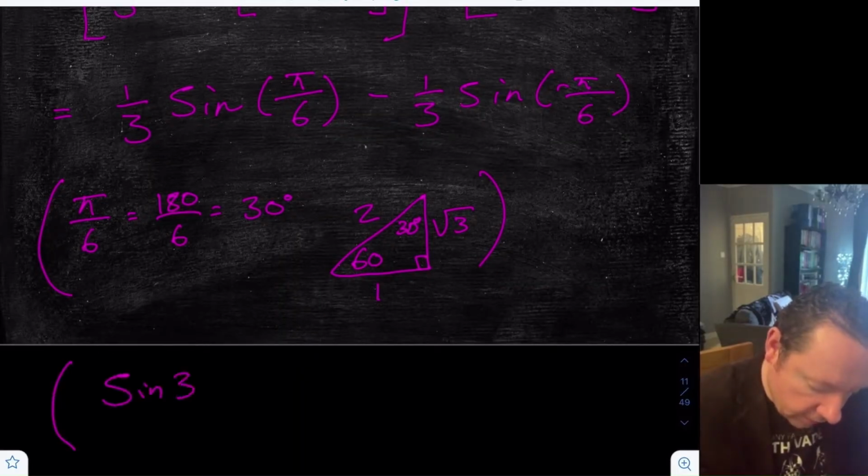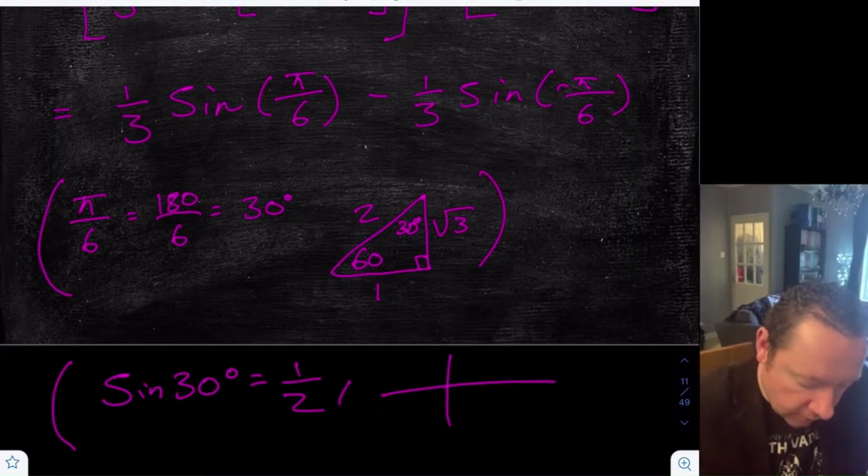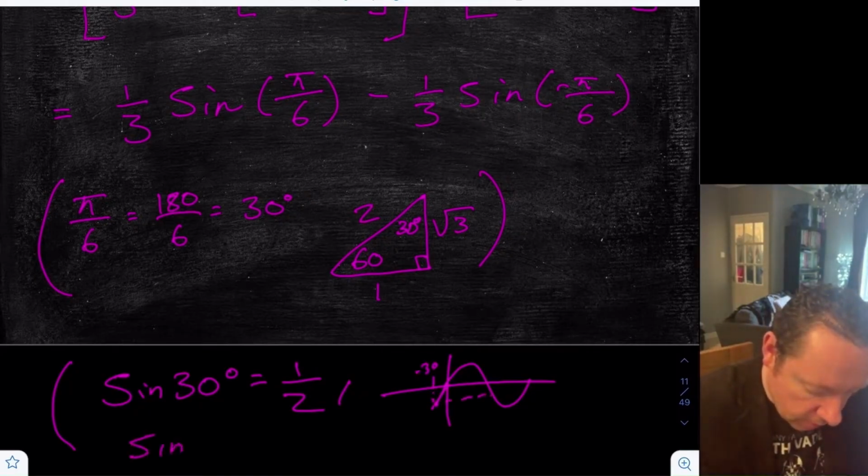The sine of 30 degrees is equal to a half. You might have just memorised that yourself. If you think of a sine graph or a CAST diagram, you can see that minus 30 would be about here. It's obviously minus a half for the sine of minus 30 degrees.